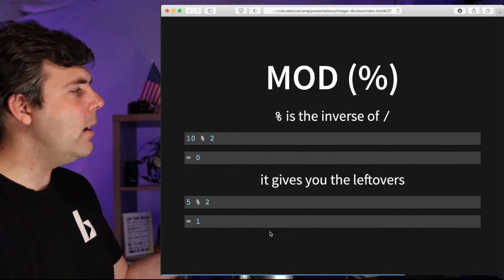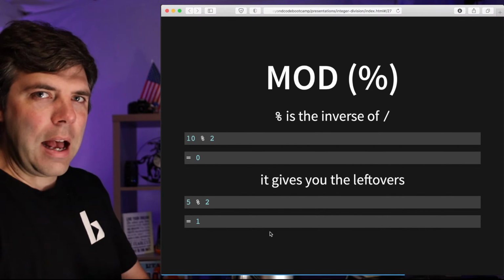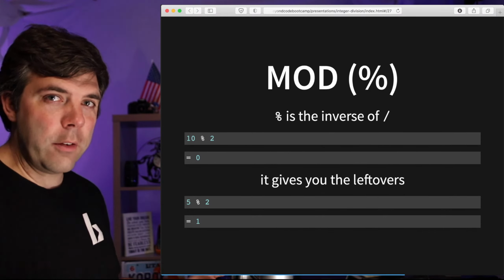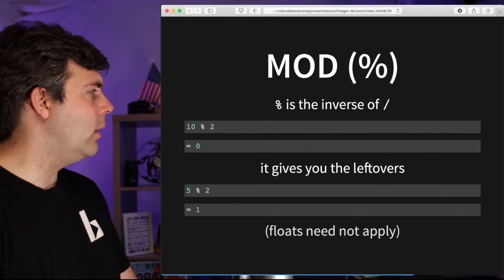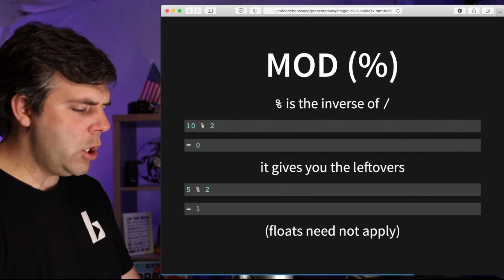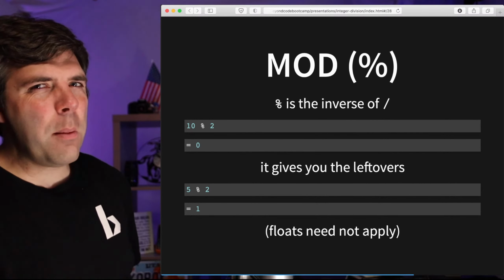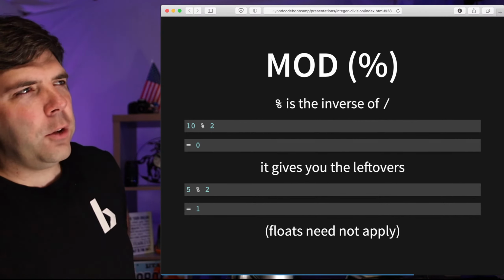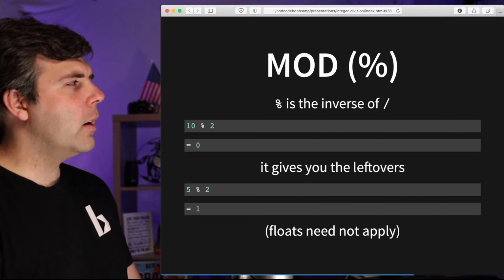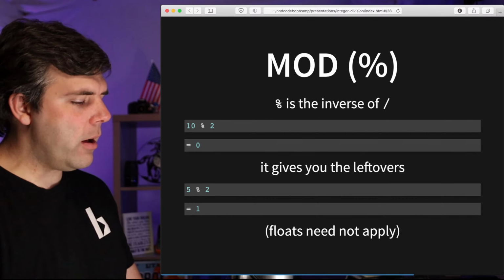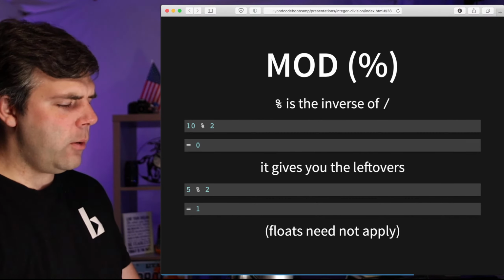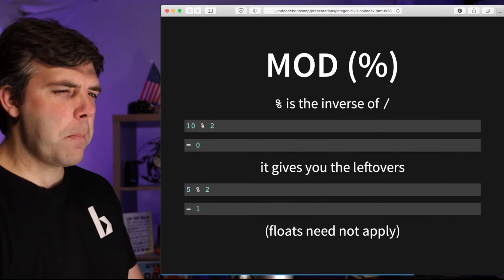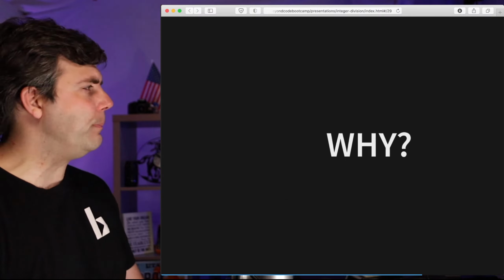When I divide 5 by 2, I get 2 pairings of 2. That adds up to 4. What's left over is a 1. And you can technically do mod operations with floats, but they don't make any sense. So I would caution you, if you ever come across a case where you start to do a mod with a float, to rethink that, because you're probably doing it wrong.